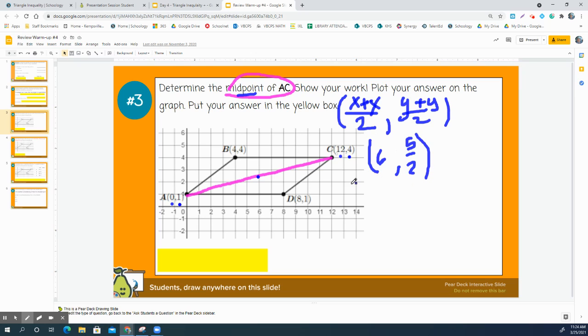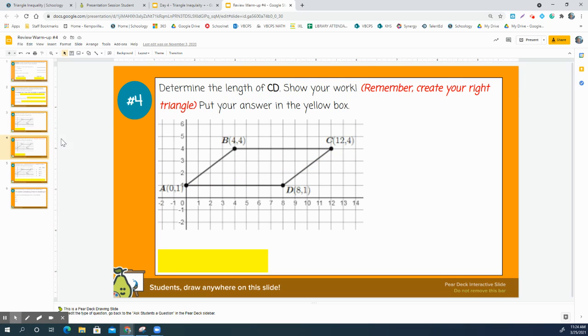And then always take this extra step of taking that point and plotting it and making sure it makes sense. 6, and then 5 halves is 2.5. So it is right about there, right? Fantastic job, everybody, on that one. I loved what I saw here, too.